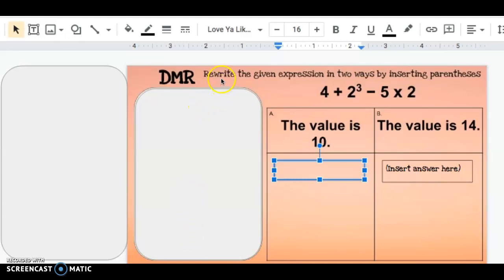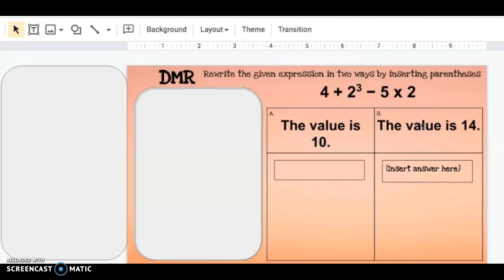All right, so we're rewriting the given expression in two ways by inserting parentheses. So we have to figure out where we want to put parentheses to get us the answer of 10 and to get us the value of 14. When they ask you to do these types of problems, it's kind of a trial and error kind of thing, where you've got to figure out where you think the parentheses should be to give you those answers.